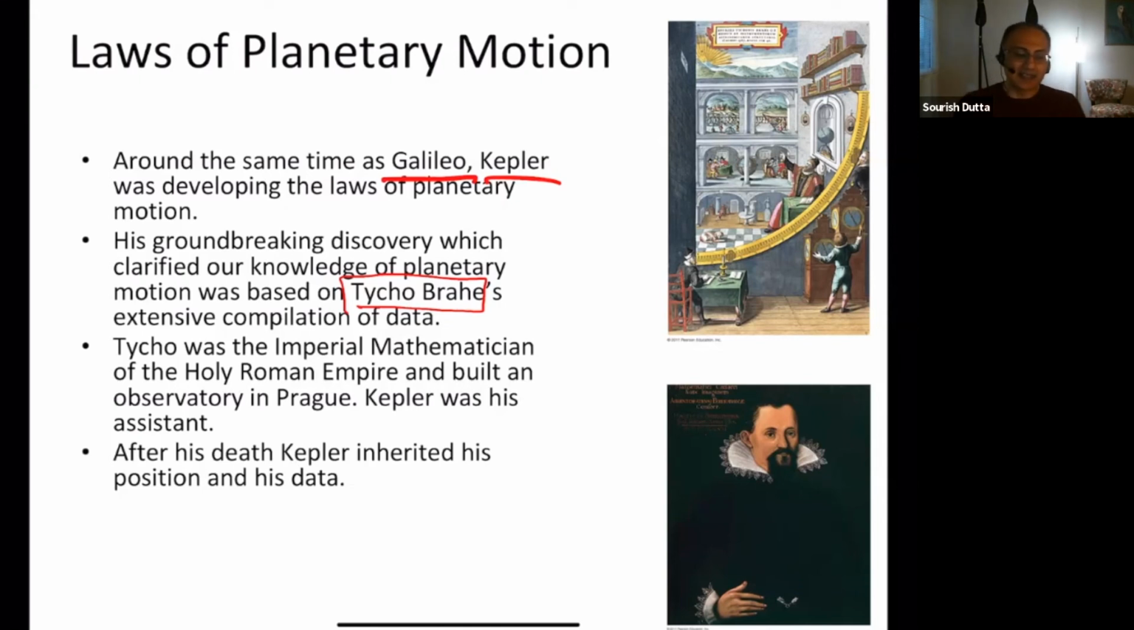He was the imperial mathematician of the Holy Roman Empire. Tycho was born to an insanely rich family, one of the richest families of that time. So he was just absolutely loaded, extremely rich his whole life. And he was also very brilliant, and very temperamental.